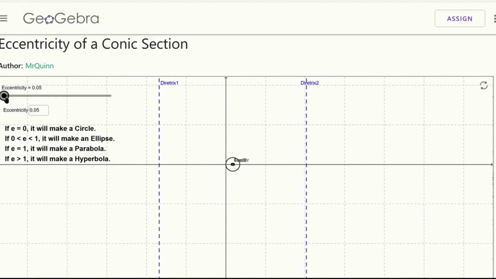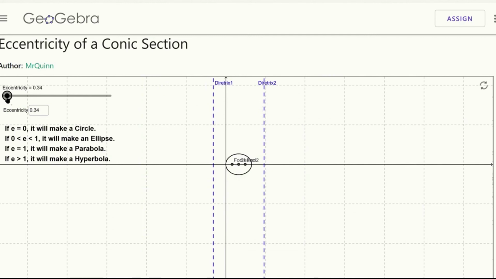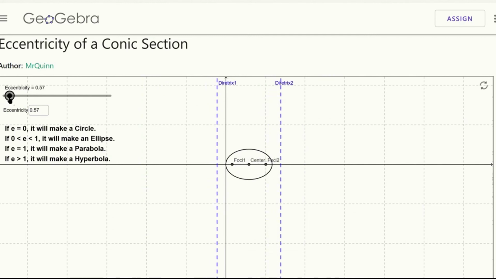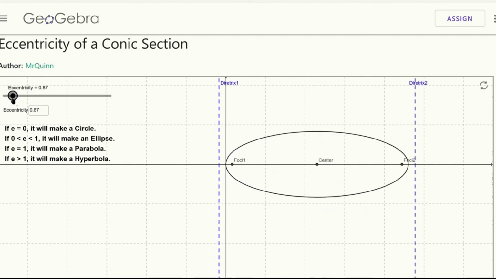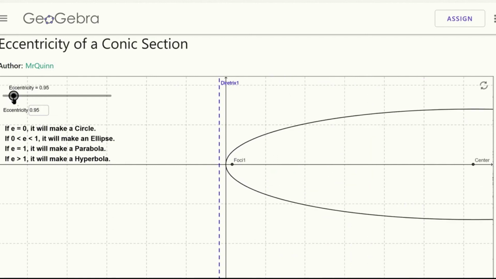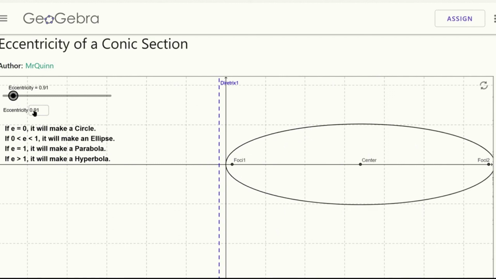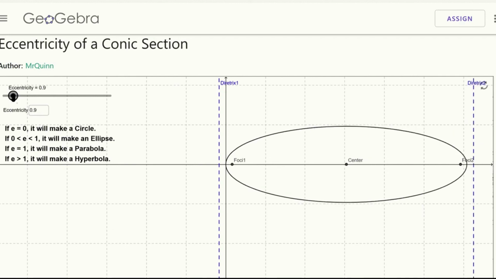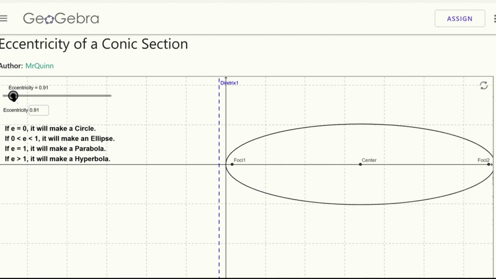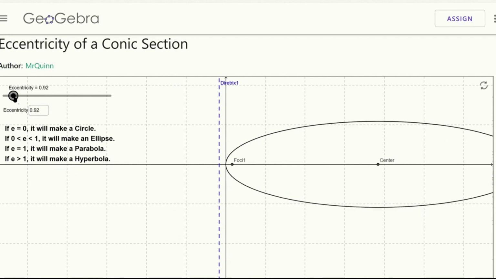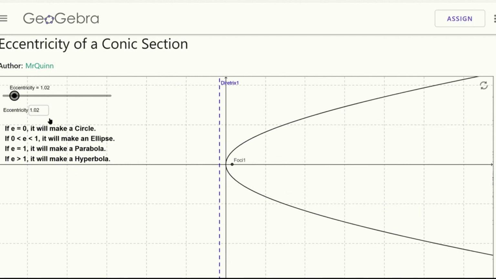As we increase the eccentricity, notice it becomes less and less circular, and the more elongated it gets and the more it loses its circularity, we get further and further away from 0 and move closer to 1. Now this will be an ellipse. We'll continue to have an ellipse all the way until we hit 1. So even though we're going to go outside the visible frame here, we know that until this hits 1, it's still going to be an ellipse.